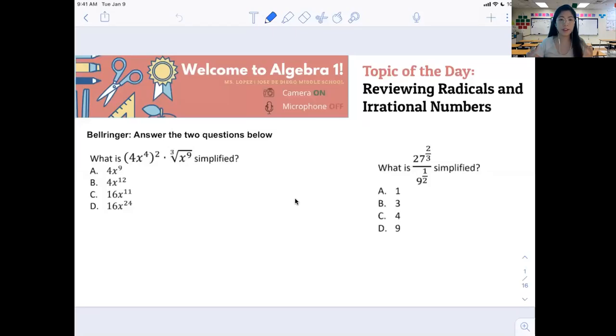Because when things are exponents, you can work with them. When things are in their radical form, they're a little bit harder to work with. So in the first one, what should I be doing first? What should I be converting?